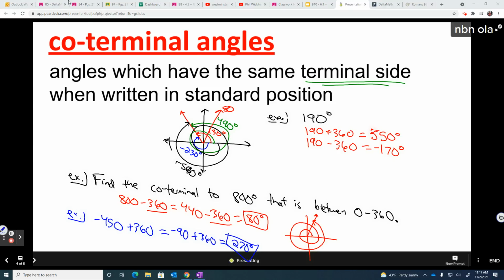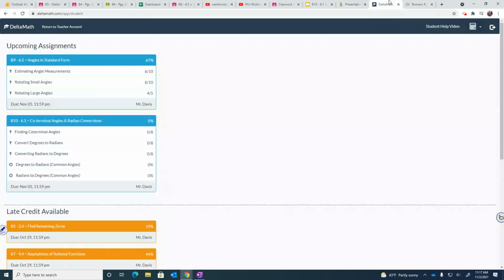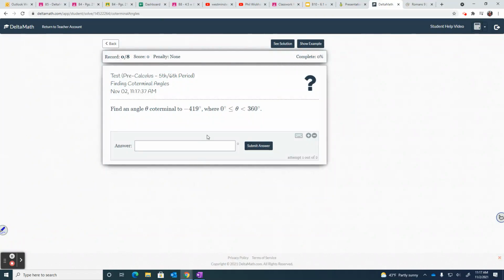So that's going to be your first section you're going to do on Delta Math. They have a lot of good questions for this section. So that's going to be your first one, finding coterminal angles. Flip back in just a sec.